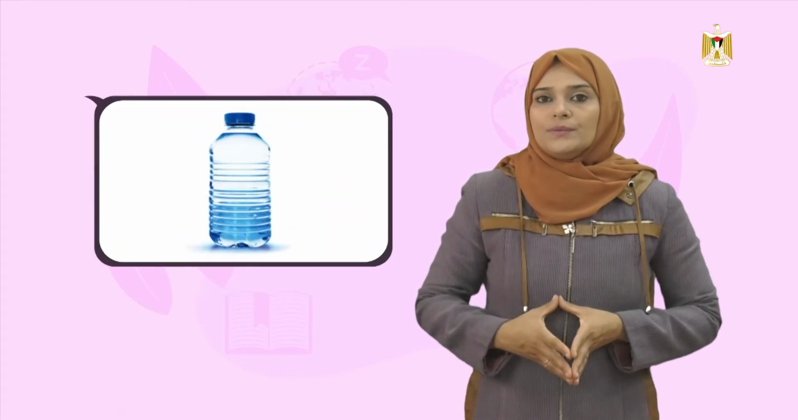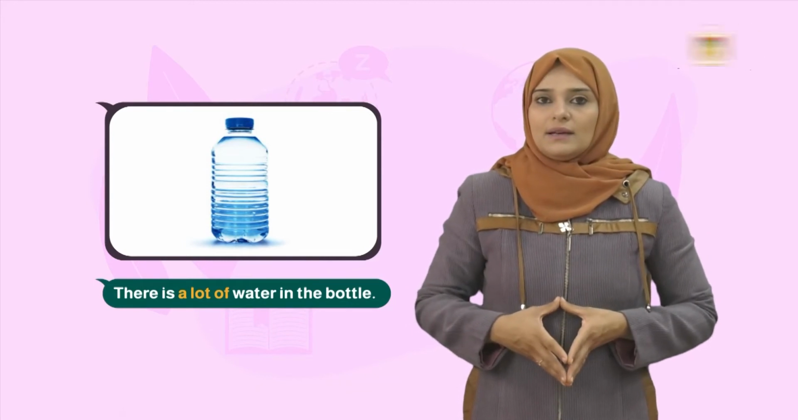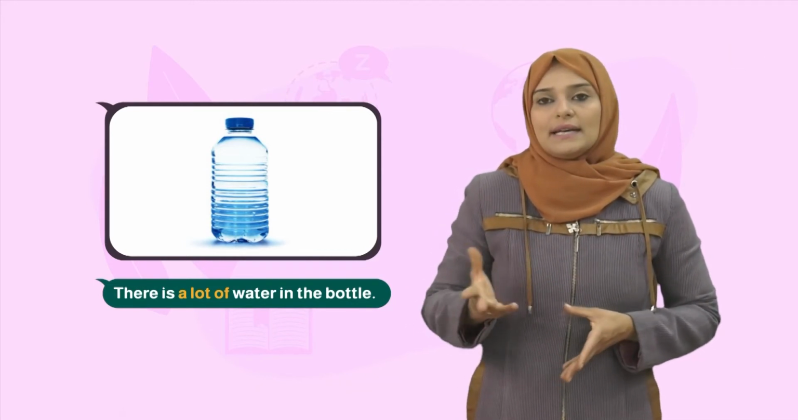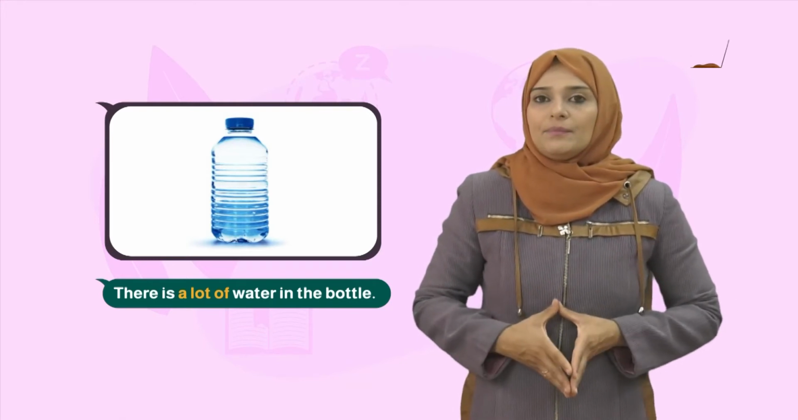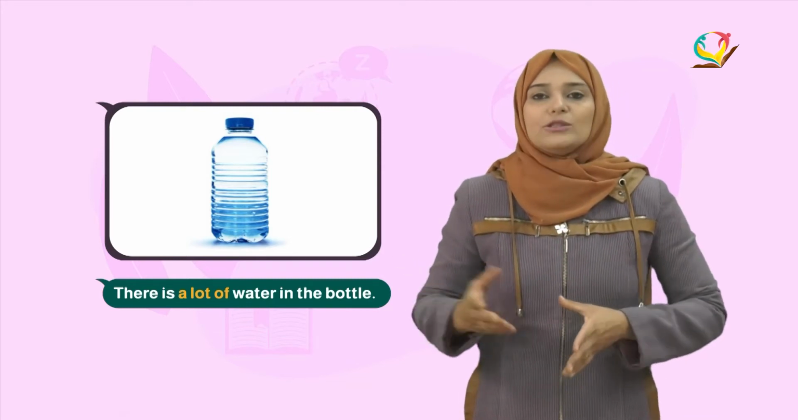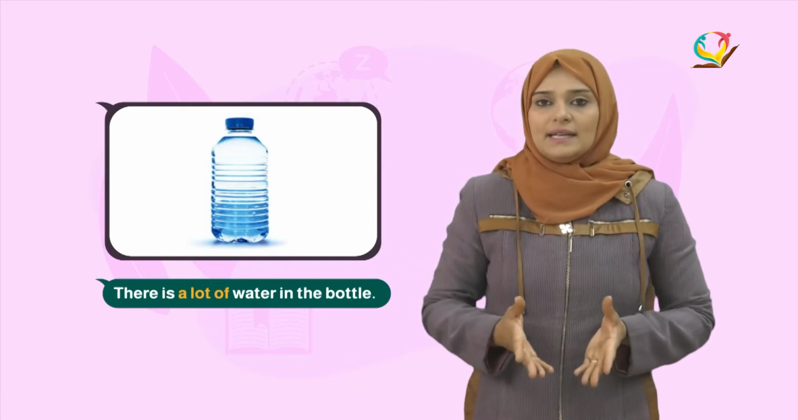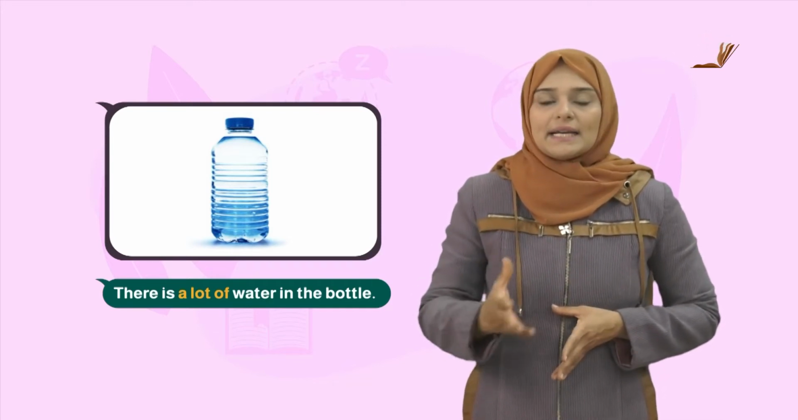In picture 2, there is a lot of water in the bottle. Water here is uncountable. كلمة water غير معدودة. We also use a lot of with uncountable nouns. إذن نستخدم أيضاً كلمة a lot of مع الأسماء غير المعدودة.